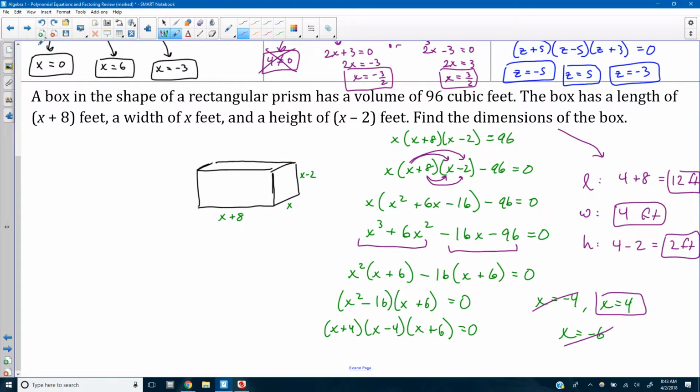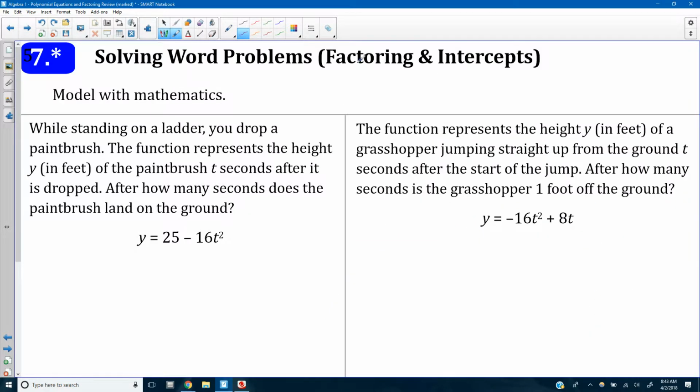Pretty tricky problem. Last two problems, solving word problems, monolith mathematics. While standing on a ladder, you drop a paintbrush. The function represents the height, y, in feet of the paintbrush t seconds after it is dropped. After how many seconds does the paintbrush land on the ground?